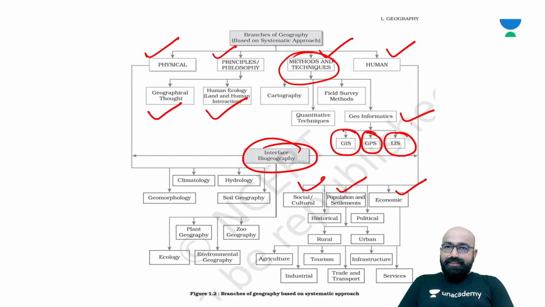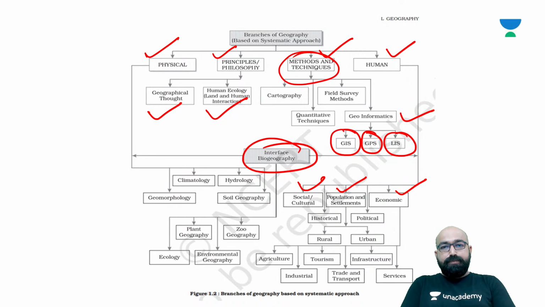So the classification gives a comprehensive format of the branches of geography, and generally geography curricula are taught and learned in this format, but this format is not static. Any discipline is bound to grow with new ideas, problems, methods, and techniques.